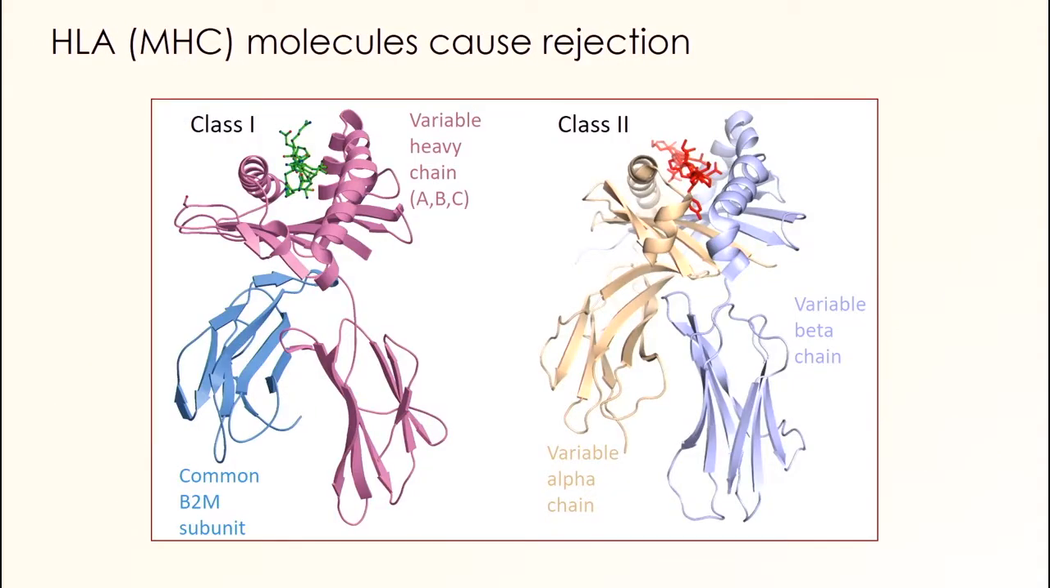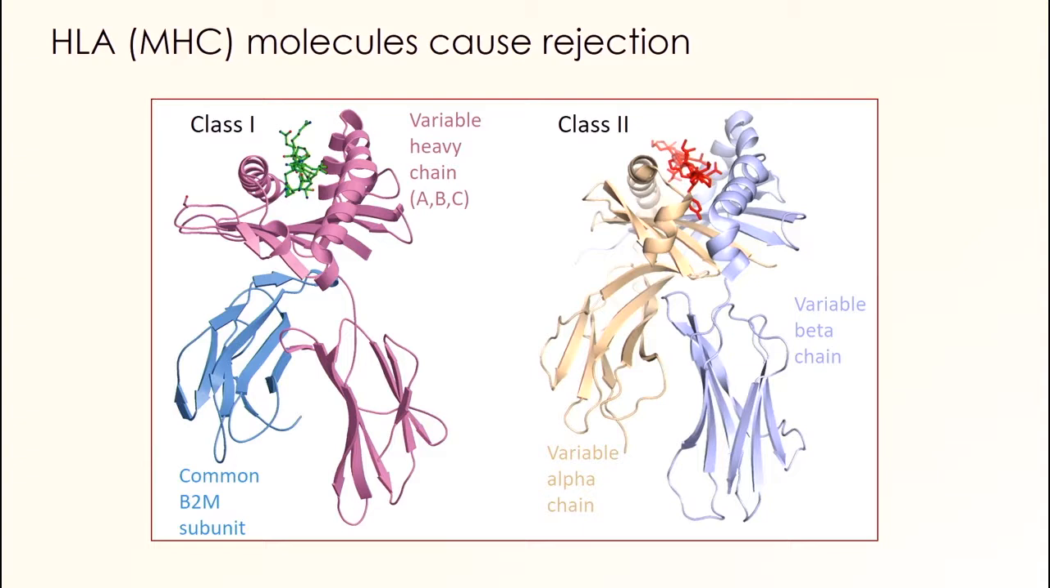So if we want to make a universal donor cell line, we have to deal with HLA, the human leukocyte antigens that are responsible for allogeneic rejection. There are two types. There are the class 1 molecules, which are composed of variable heavy chains, HLA-A, B, and C, that are highly polymorphic, and a common beta-2 microglobulin subunit. These HLA class 1 molecules are expressed on almost all cells in the body, and they present peptide antigens to CD8 cells. Class 2 molecules are another story.